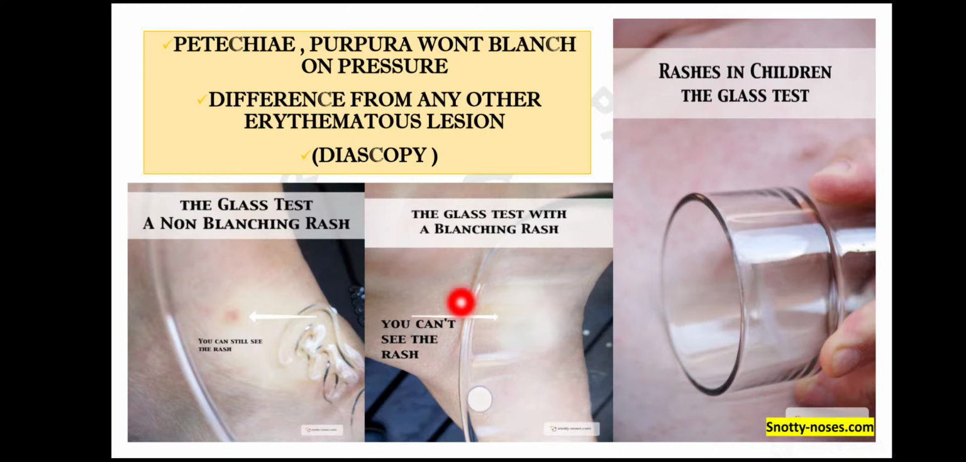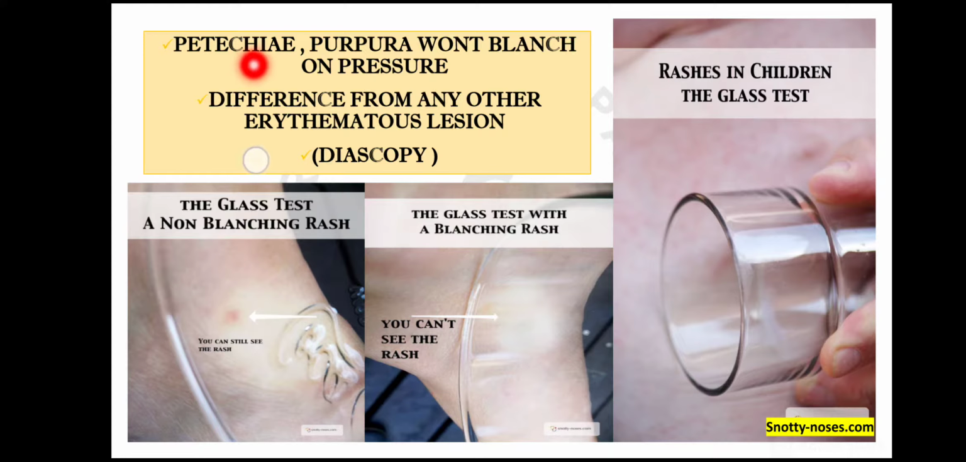We take a glass and apply it over that reddish lesion, and then we press the glass. When we press the glass, if the lesion disappears, then it is an erythematous lesion. It is not petechiae or purpura. While petechiae and purpura will still be seen after pressing with the glass, because of the extravasated RBCs, they don't go anywhere. Because of that, the rash is seen as a non-blanching rash.